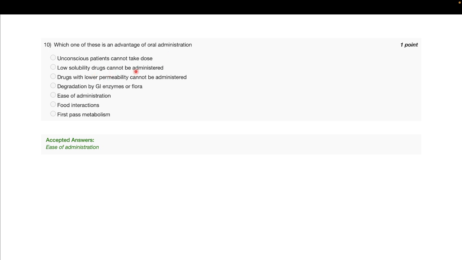Next, low solubility drugs cannot be administered is also a disadvantage. Drugs with low permeability cannot be administered, again a disadvantage. There is a lot of degradation by the GI tract enzymes or flora, which we saw in the previous questions as well. There could be food interactions. Let's say you have just had food and you don't know how your drug is going to interact with some of the materials in the food that you have had. It could lead to further complications, and also drugs administered through the oral route suffer from first pass metabolism. So the only advantage of oral administration listed amongst these options is ease of administration.